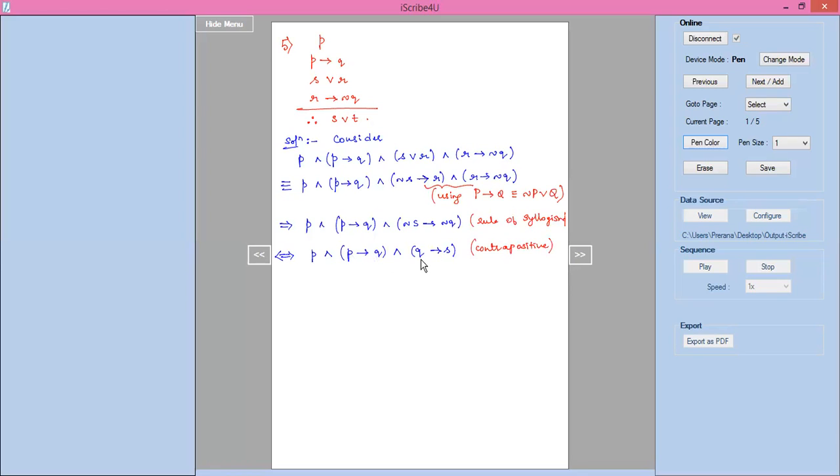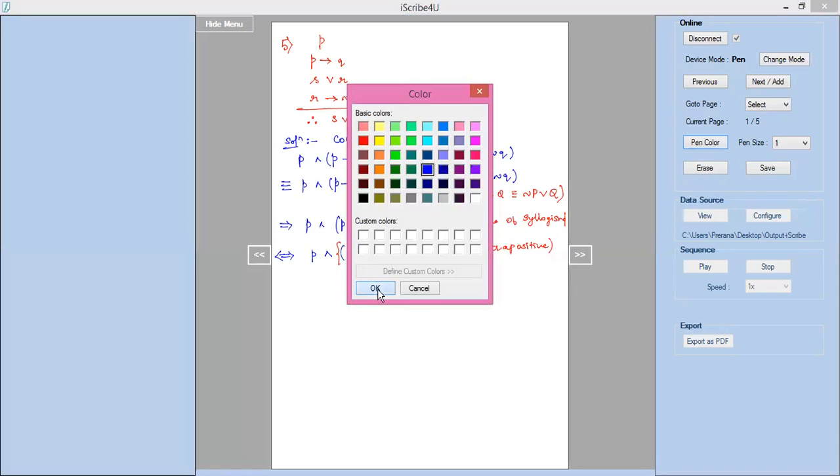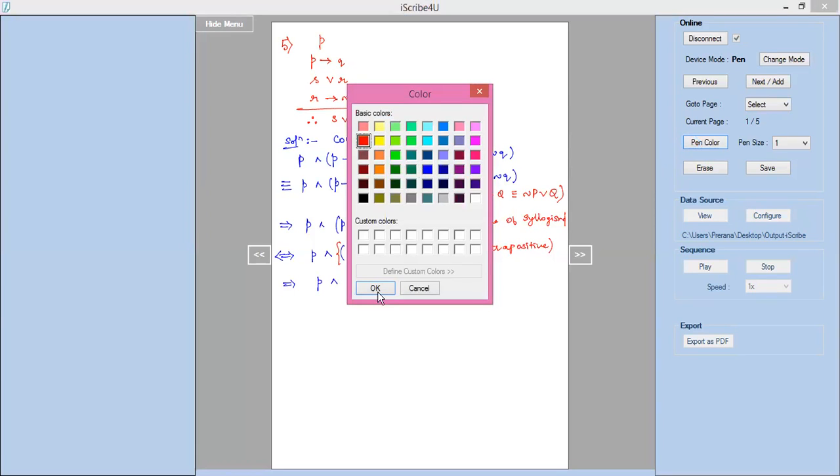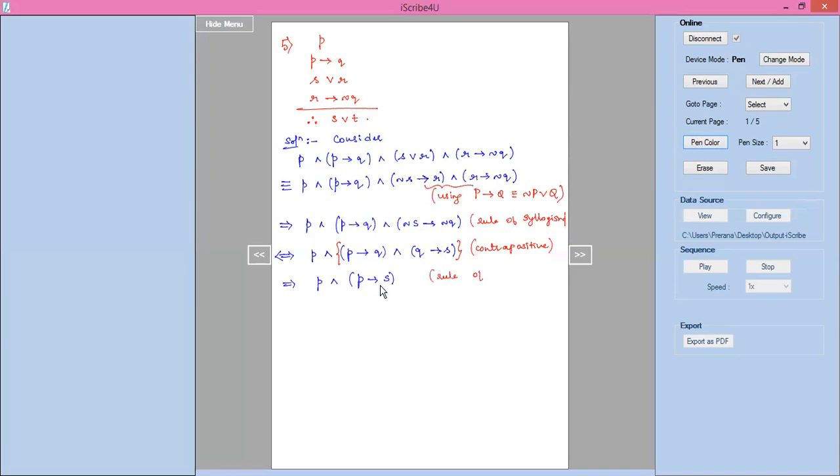Now again, what was the purpose of applying contrapositive? Suppose I put a bracket here for reference. It is again an application of rule of syllogism. So we apply rule of syllogism and we obtain the next step. So this implies P and P conditional S, which is an application of rule of syllogism. What does P and P conditional S give us? It gives us simply S.